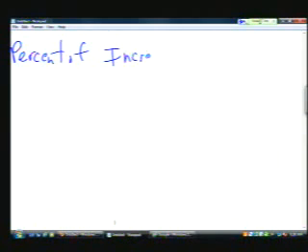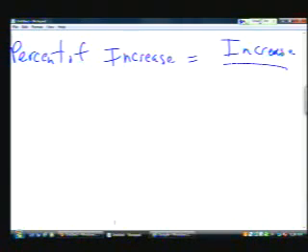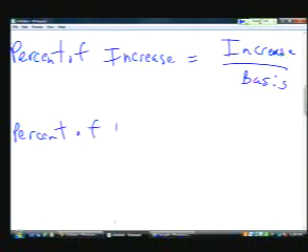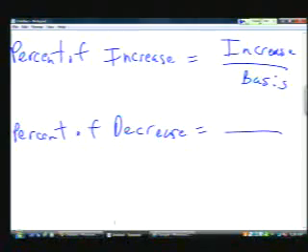Percent of increase, percent of decrease. By the way, when you do percent of increase and percent of decrease, you need to have this written down. These are some really good notes to write down. Your percent of increase is the increase divided by the basis. Okay? You need to write that down. And the percent of decrease is what over what? Wyatt.